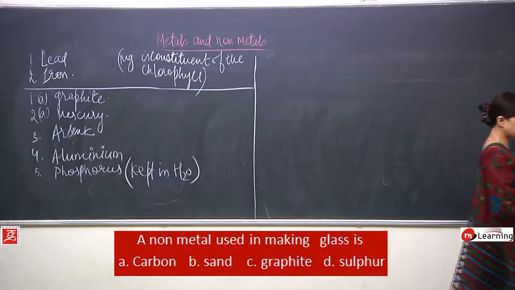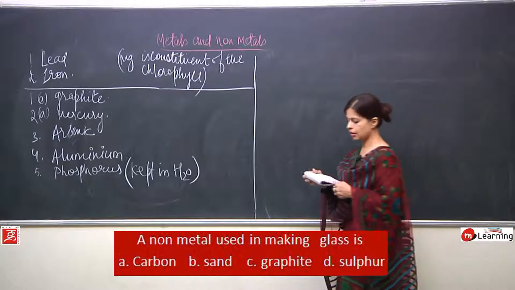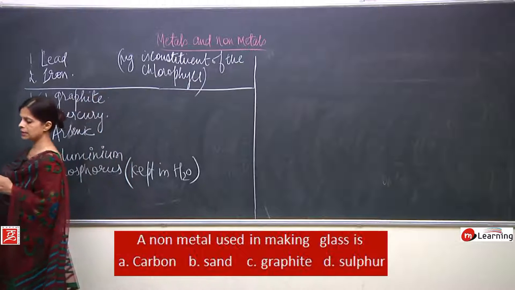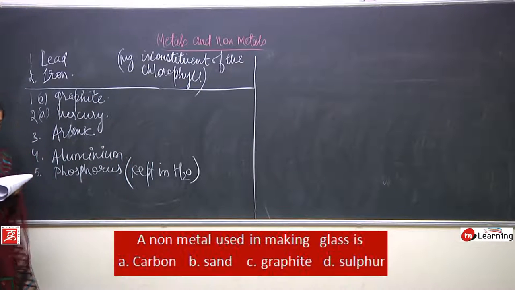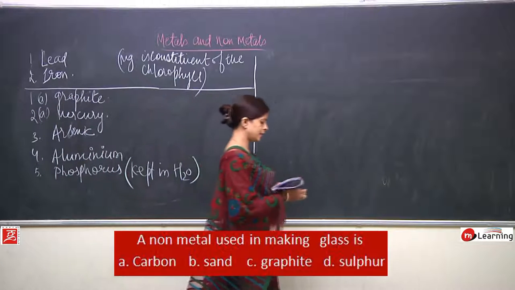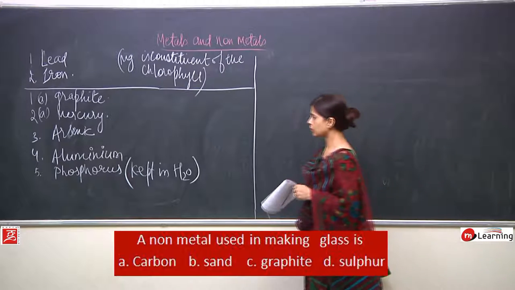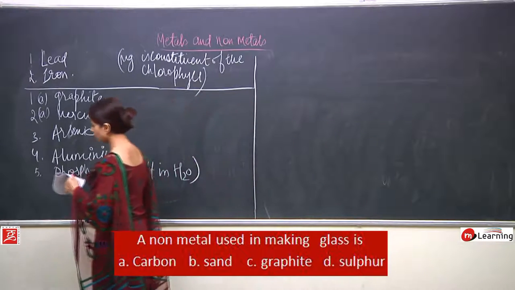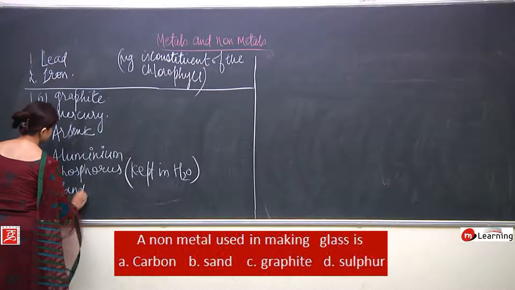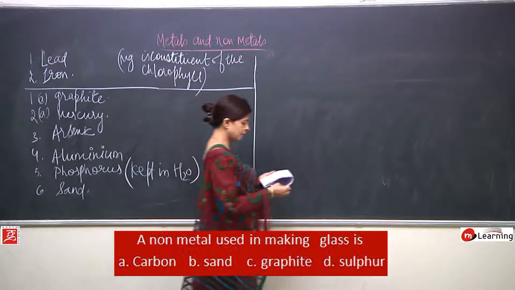A non-metal which is used in making glass is, I'm just reading it, please pay attention, may it be carbon, sand, graphite or sulfur. Is it carbon, sand, graphite or sulfur? So the correct answer is what number? It is the sixth one, and the correct answer is sand. Now come to the next one.